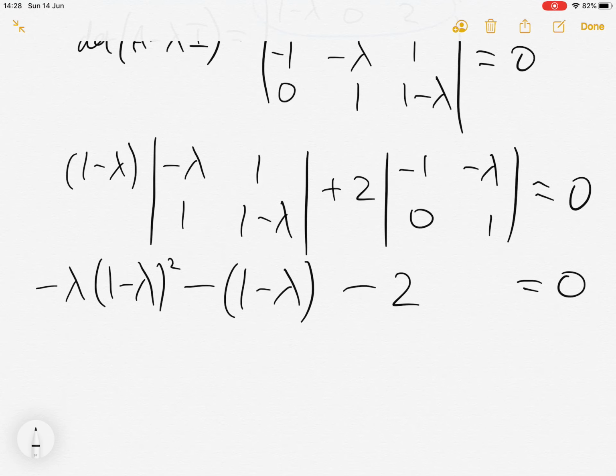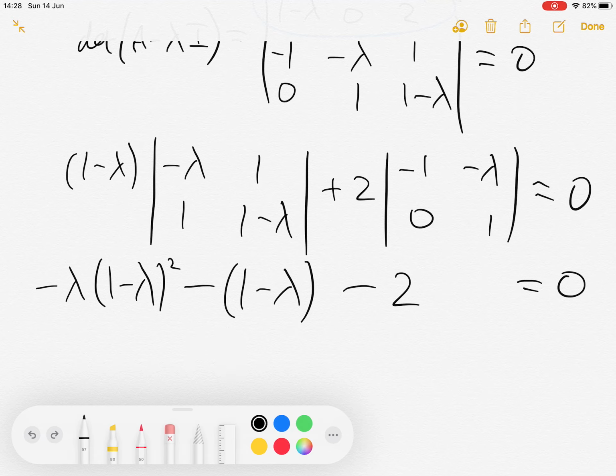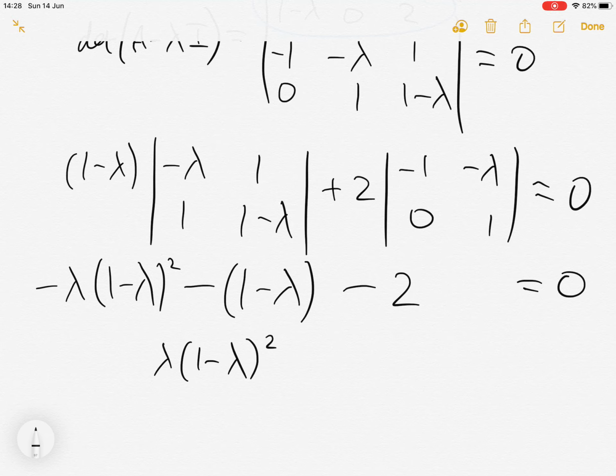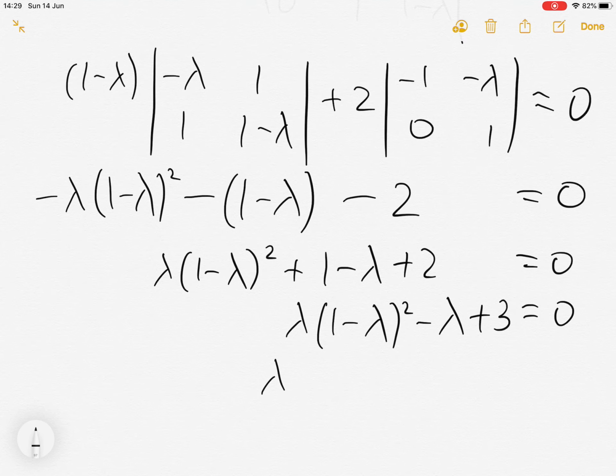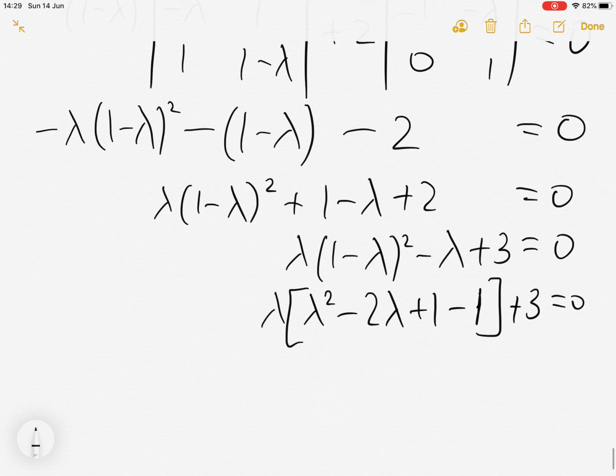So now let's multiply both sides by minus 1, and we've got lambda times 1 minus lambda squared plus 1 minus lambda plus 2 equals 0. And then let's see, so this is lambda times 1 minus lambda squared minus lambda plus 3. So this is lambda, lots of lambda squared minus 2 lambda plus 1, minus lambda plus 3. So this is lambda cubed minus 2 lambda squared plus 3.